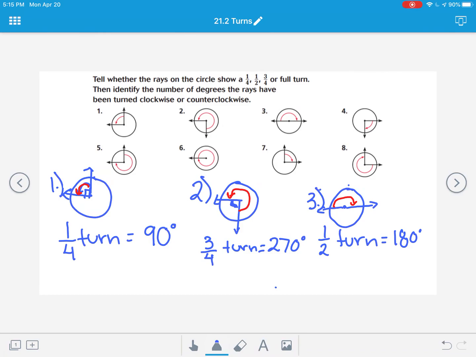All right, let's do a few more. Number 5, I'll have to draw a little bit smaller for these. Oh wait, I skipped number 4. Sorry, friends, let's go back. Number 4.